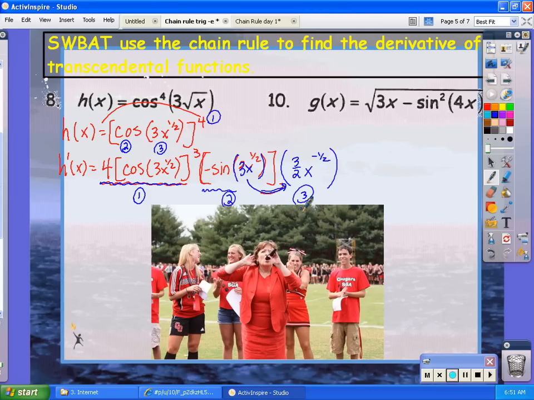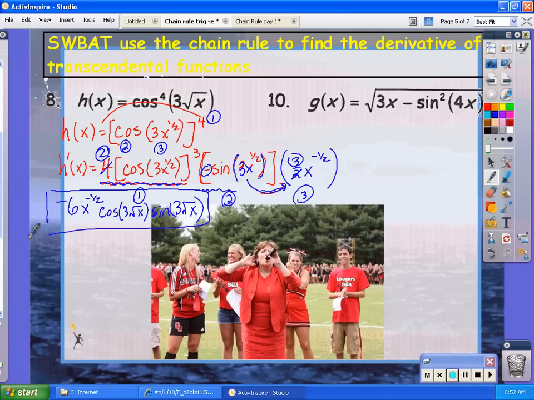Now, as far as cleaning it up is concerned, probably what I would do, there's a 2 back here that can divide into this 4, and I can take all my numeric coefficients, so I'll have a 2 times a negative times a 3, which would give me negative 6 x to the negative 1/2 power. Then I would just have cosine of 3 square root x times sine of 3 square root x. And hopefully I did that correctly. I don't see a mistake.